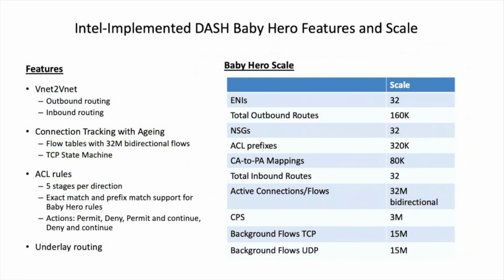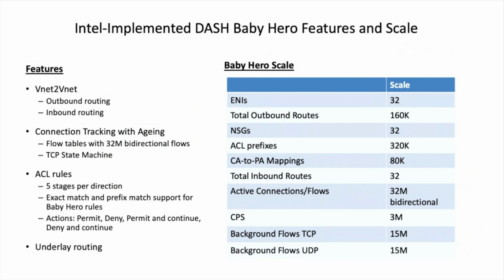So what have we implemented? Basically, the first milestone Dash requires is what they call the Baby Hero feature set and scale. In the Baby Hero feature set, we implement the VNet to VNet scenario, which includes the outbound routing and inbound routing, going out of the VNet and into the VNet. It implements connection tracking with aging, and it implements 5-stage advanced ACL rules as well, along with the underlay forwarding.